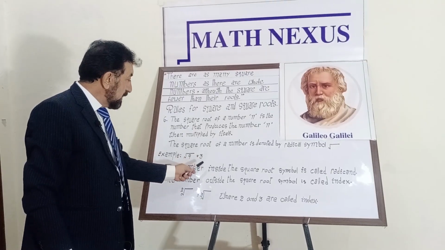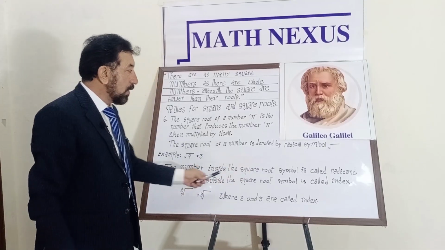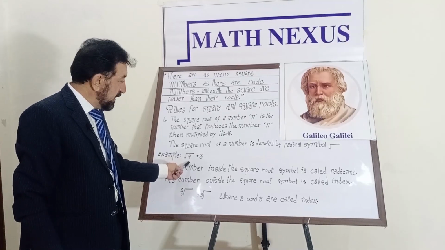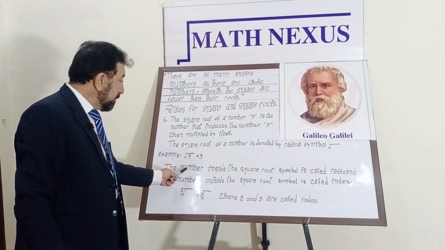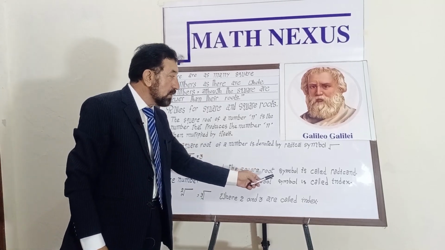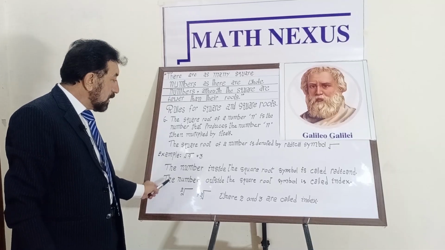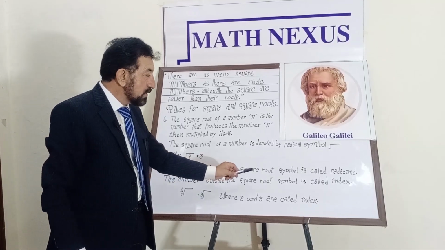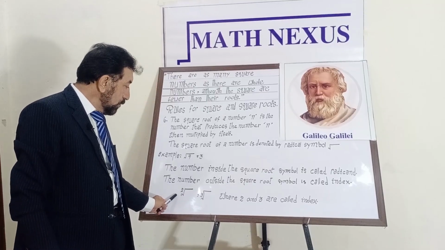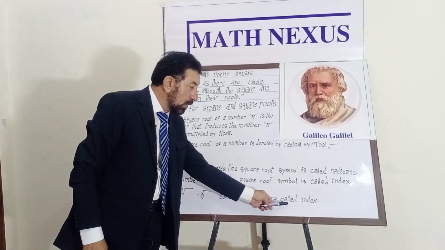The number inside the square root symbol is called the radicand. 9 is called the radicand. The number outside the square root symbol is called the index, like 2 and 3, where 2 and 3 are called index.